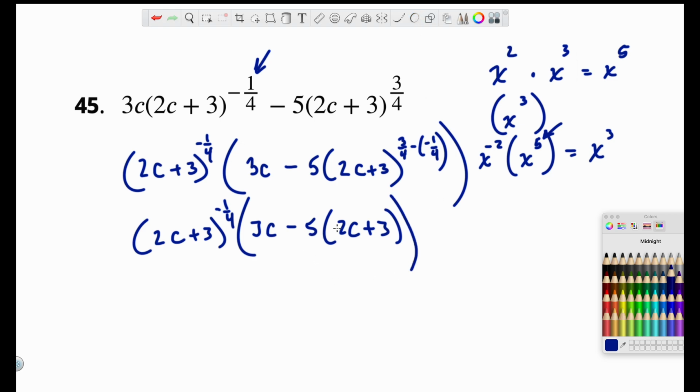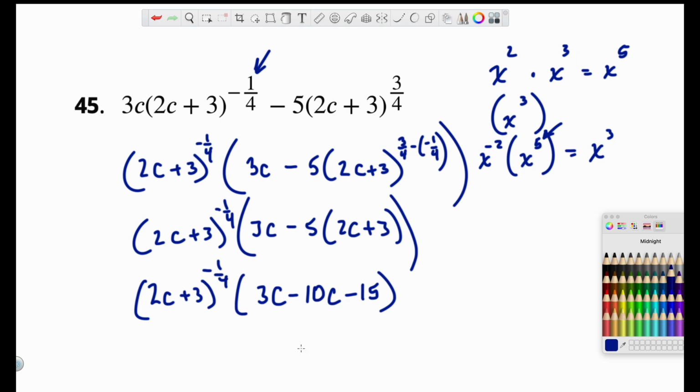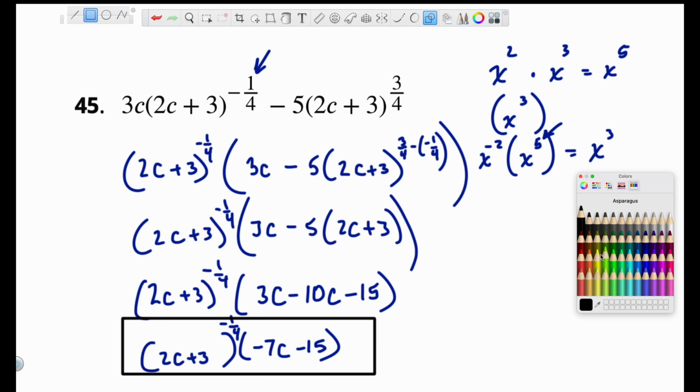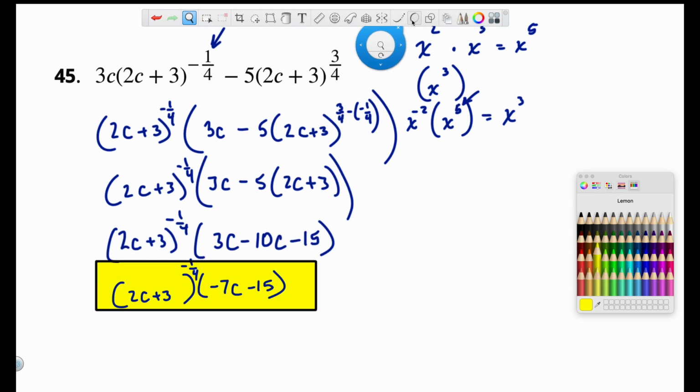And now I can distribute the 5 in here. So I still got 2c plus 3 to the negative 1/4 times 3c minus 10c minus 15. 3c minus 10c is negative 7c, minus 15. And then over here I've got 2c plus 3 to the negative 1/4 still. And that's it. That's my answer. These are a little challenging, but I think they're kind of interesting. I think they're worth doing, especially for understanding our rules for the exponents.